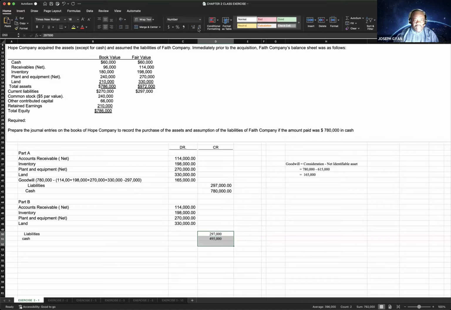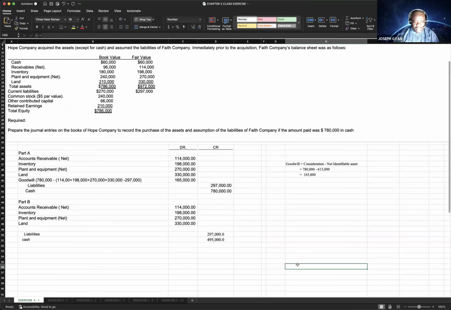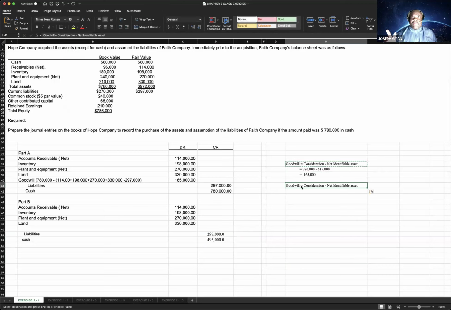So for those who calculated, is it a gain? That's the question. Is it going to be a gain or goodwill? Let's see. You can do the same thing here. Remember, when your identifiable asset is greater than the consideration, it means that you are gaining. You are paying less money. So it's a gain on the acquisition, like we did on the notes.